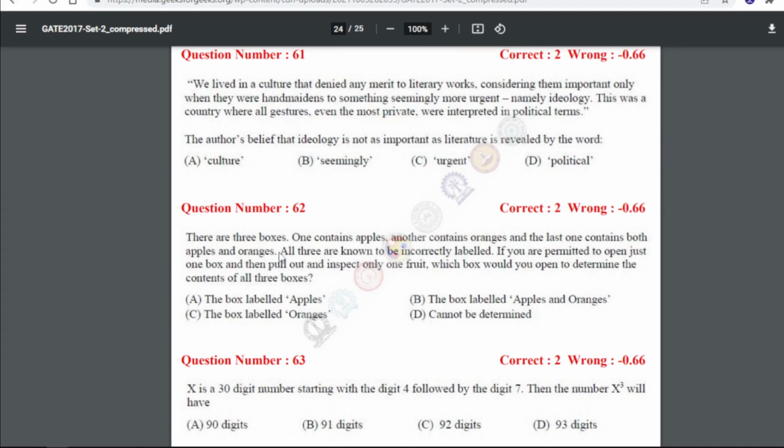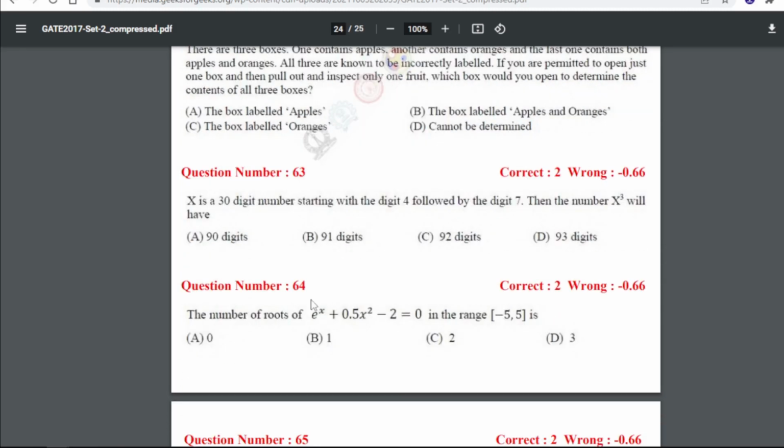62, there are 3 boxes. One contains apples, another contains oranges, and the last one contains both apples and oranges. All 3 are known to be incorrectly labeled. If you are permitted to open just one box and then pull out and inspect only one fruit, which box would you open to determine the contents of all 3 boxes? So for 62 our answer will be B, that is the box labeled apples and oranges.